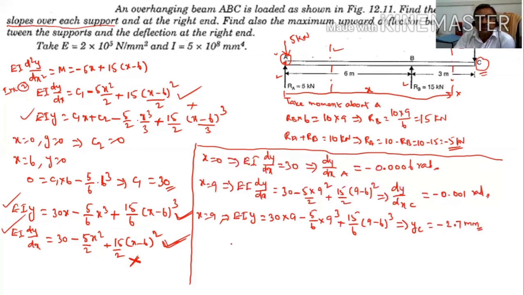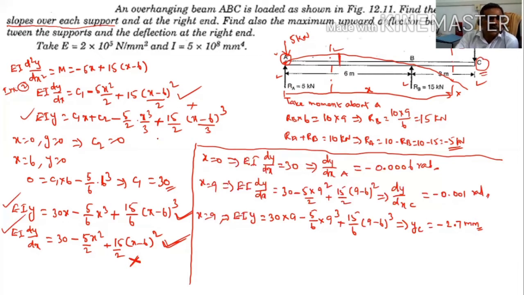Now our objective is to find the maximum upward deflection. When the load is acting like this, the beam will bend like this. Here it is downward, here it is upward. We are interested to find the maximum upward deflection, so this location we have to find.